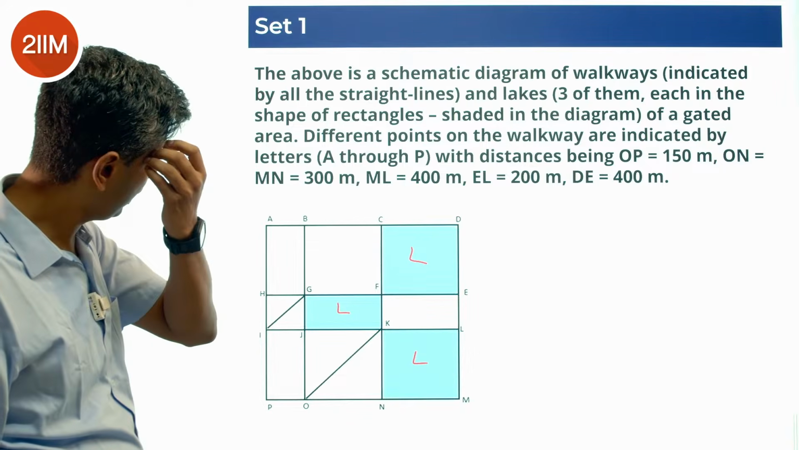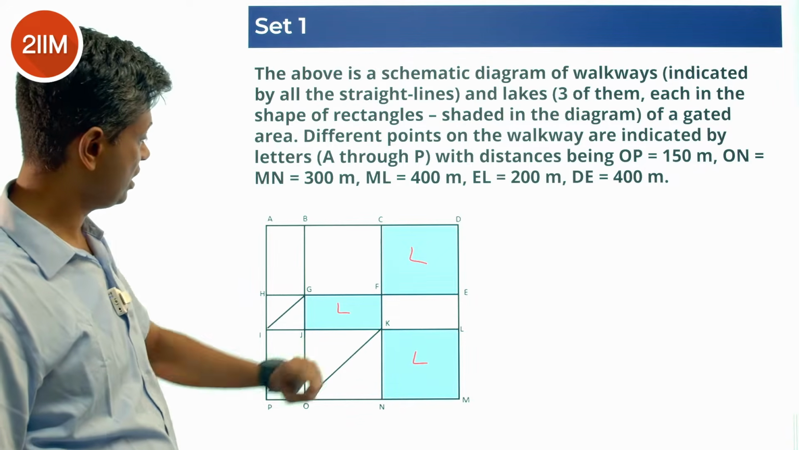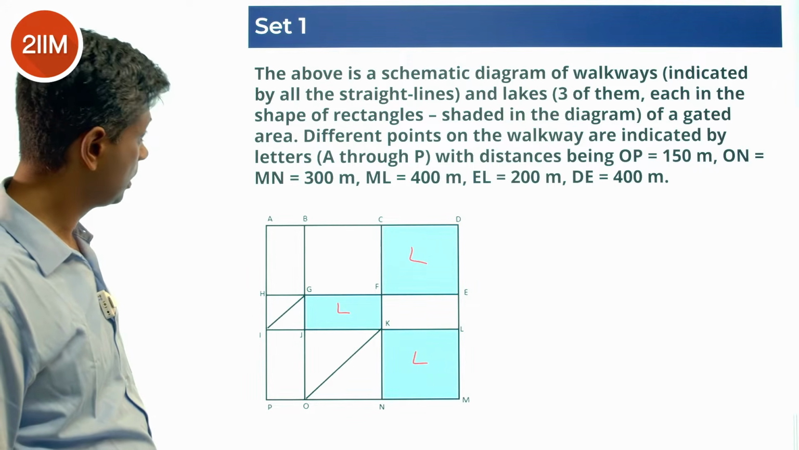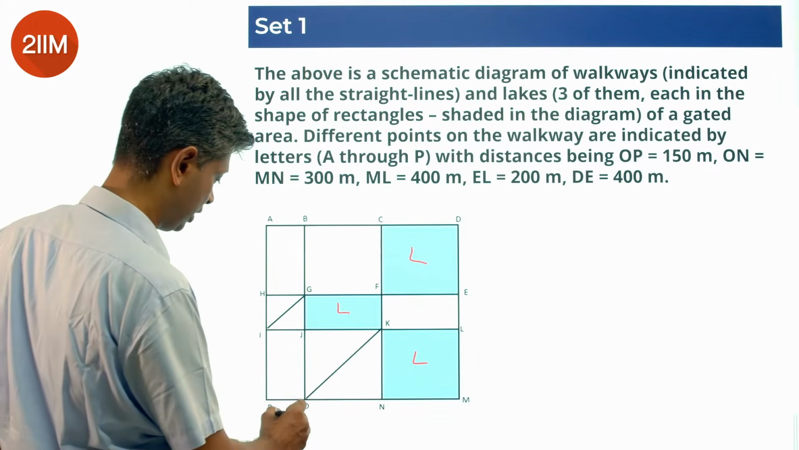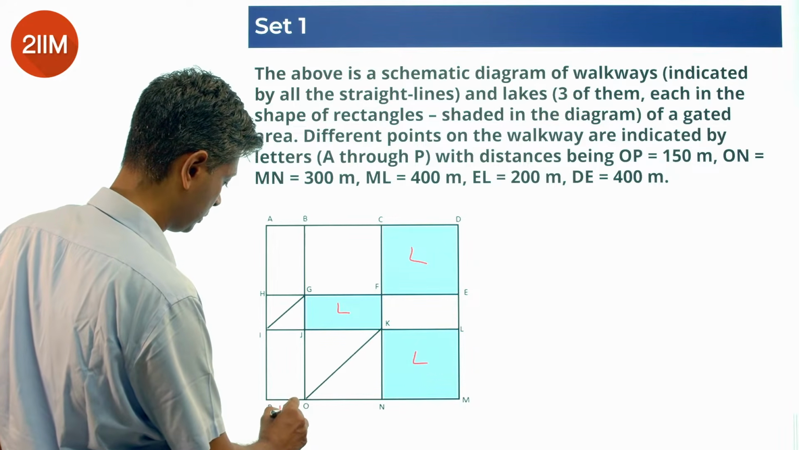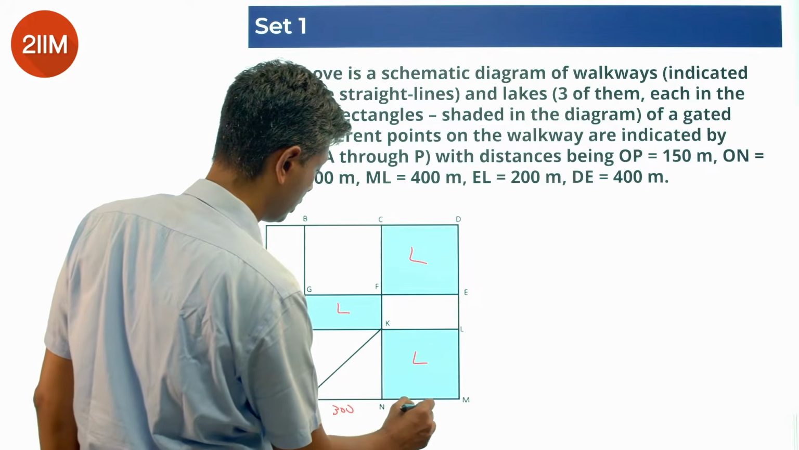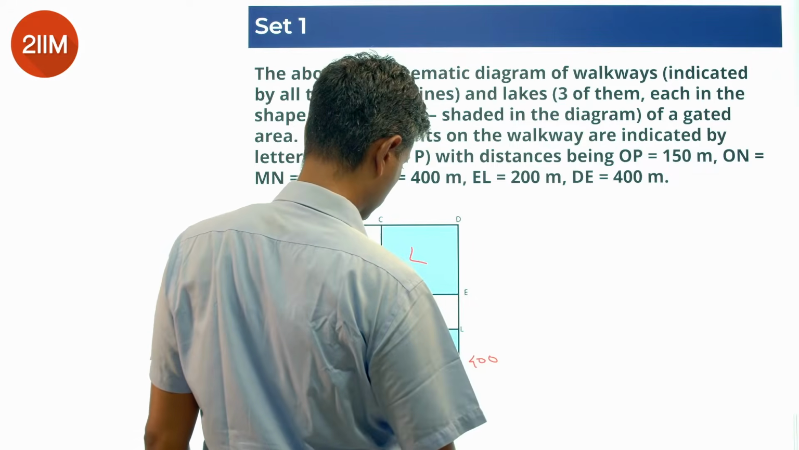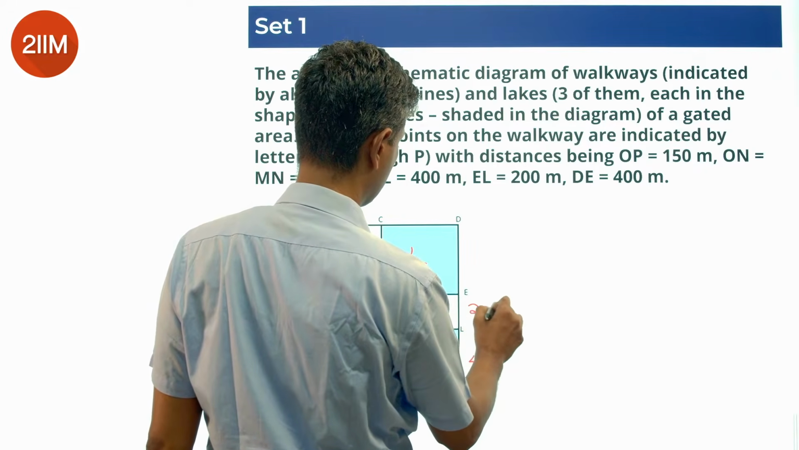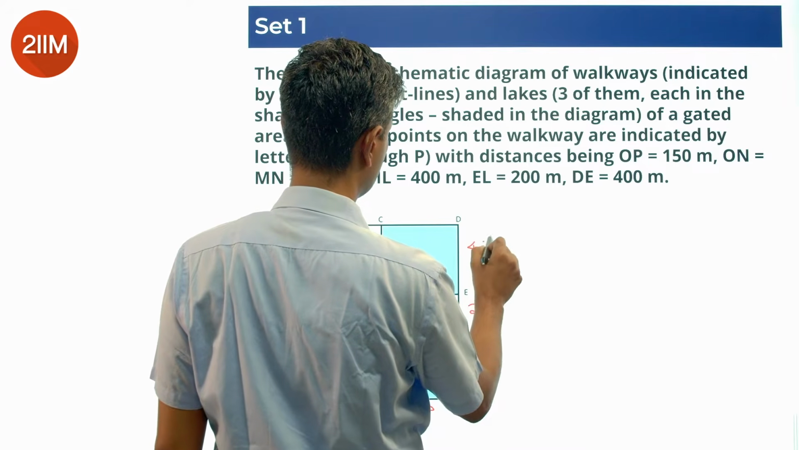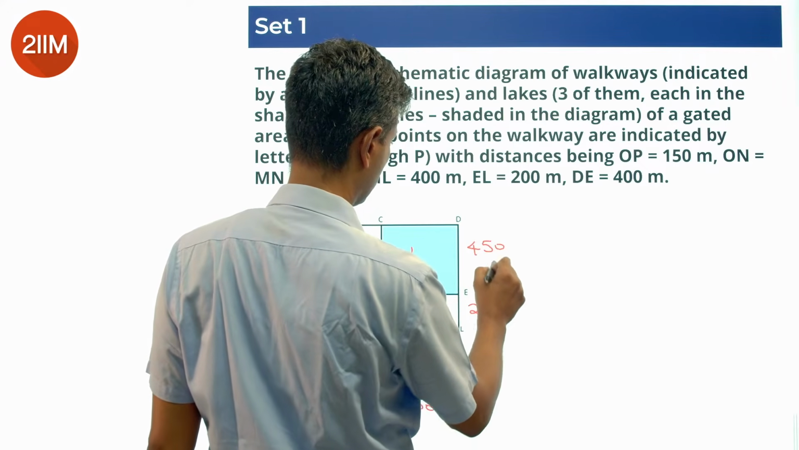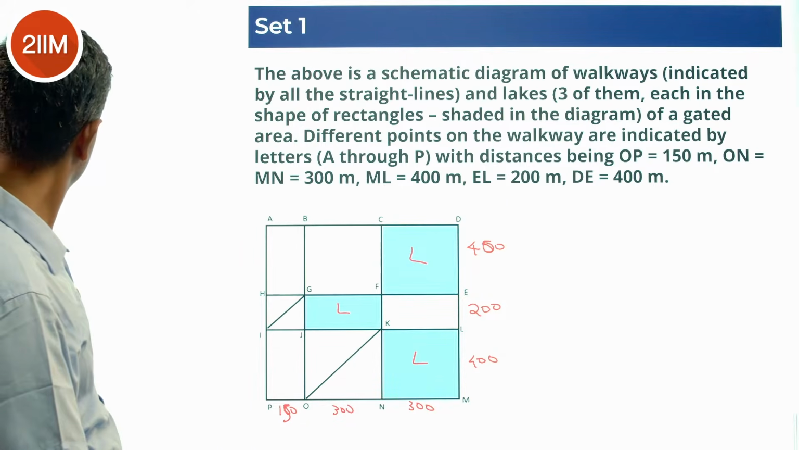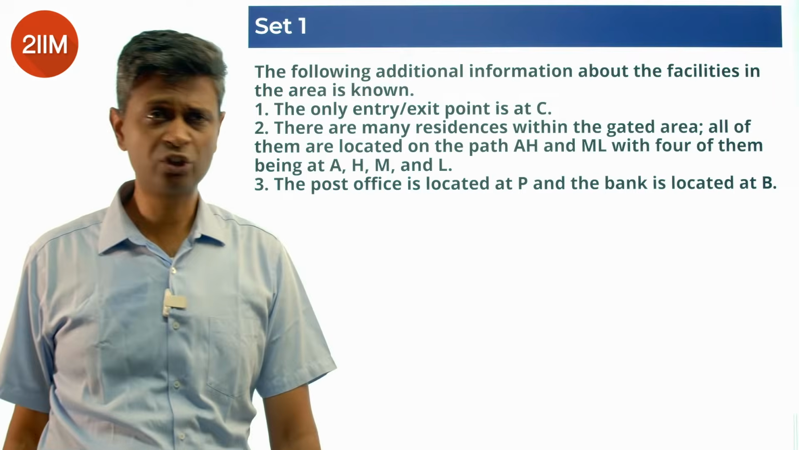Different points on the walkway are indicated by letters A through P, with distances OP being 150, ON equal to MN equal to 300, ML is equal to 400, EL is equal to 200, DE is 400. This is 1000, this is 750. Nice. The following additional information is given.